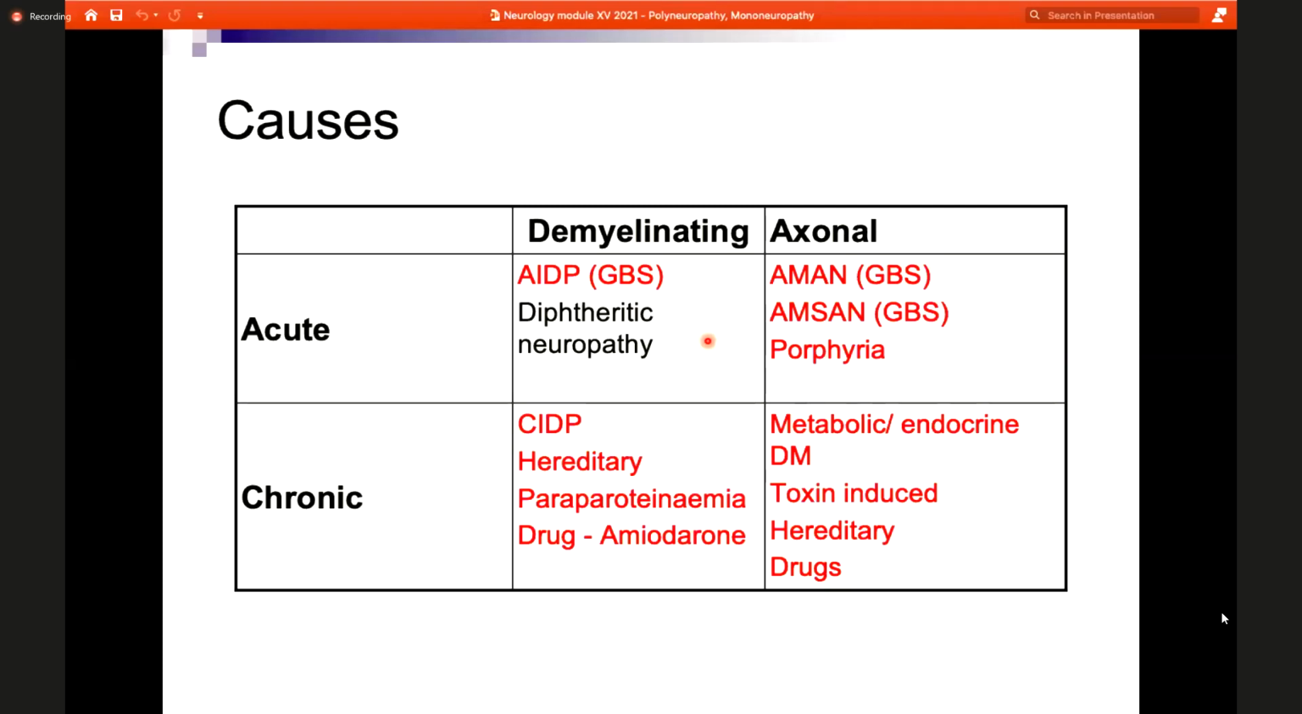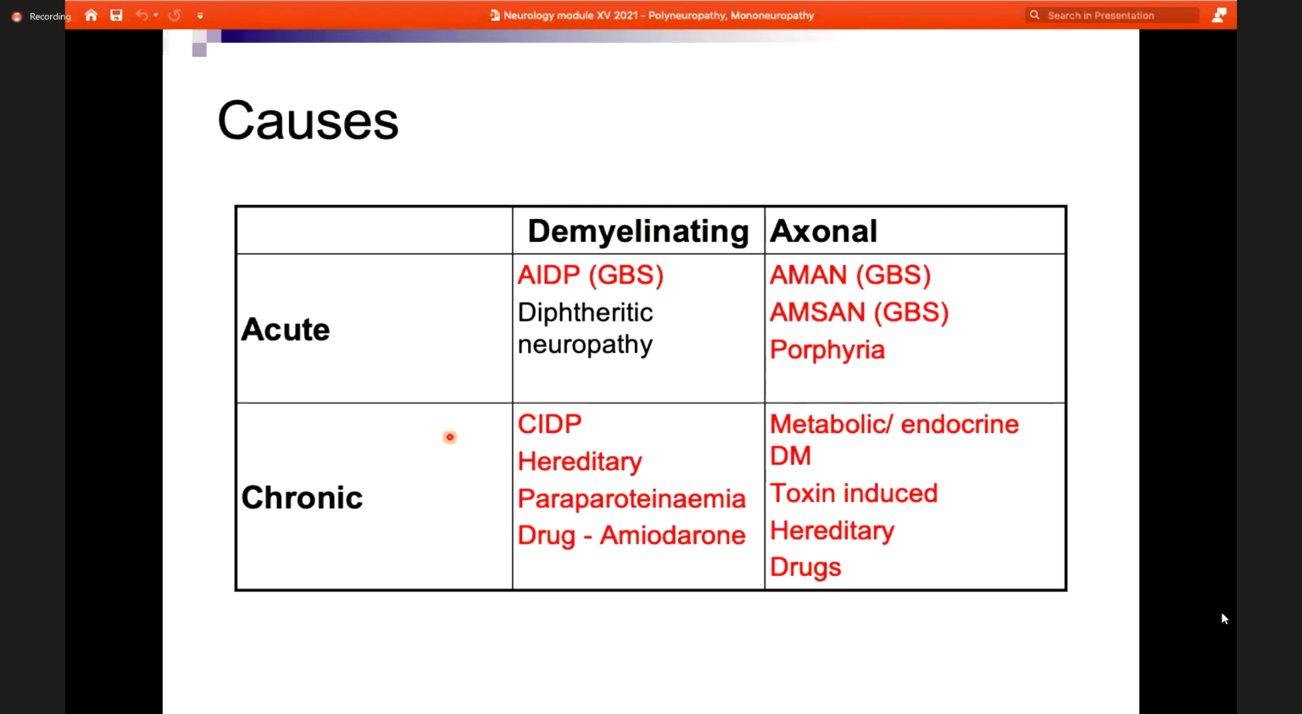Now you can see that if you take acute neuropathies, whether it is demyelinating or axonal, the commonest cause is Guillain-Barré syndrome. So if you have anyone presenting with acute neuropathy, remember you have to prove that it is neuropathy. If it is acute neuropathy, it will be Guillain-Barré syndrome until proven otherwise. You can have acute symptoms due to other causes. But if you are able to prove that it is neuropathy, then it will be Guillain-Barré syndrome until proven otherwise because of the commonality. The other causes are extremely rare.